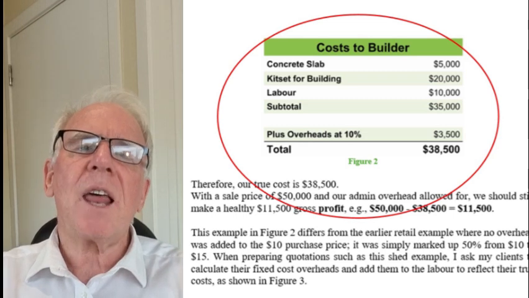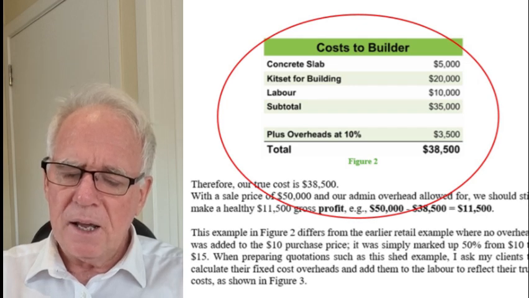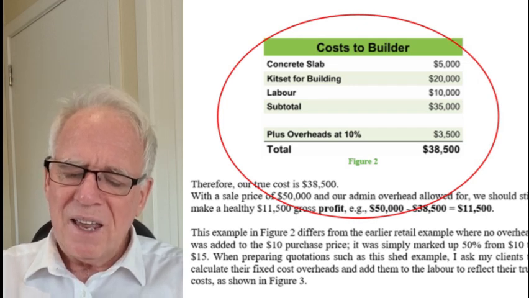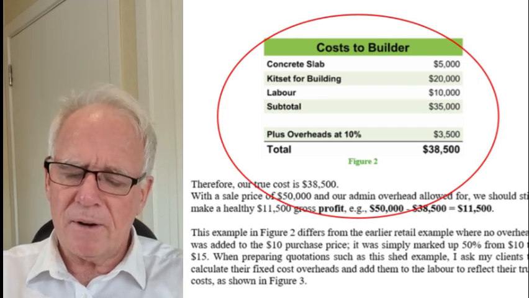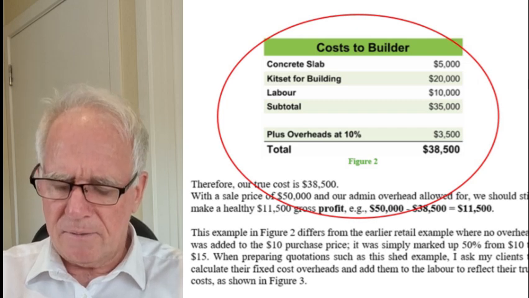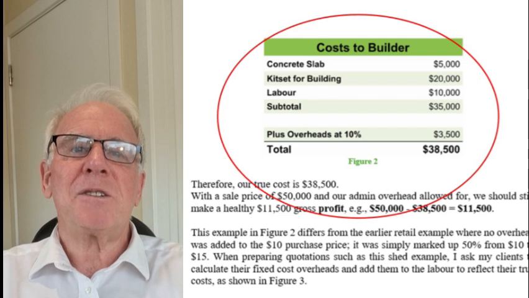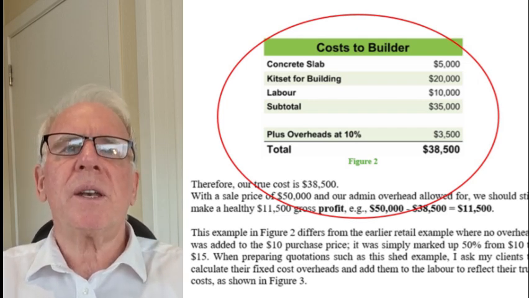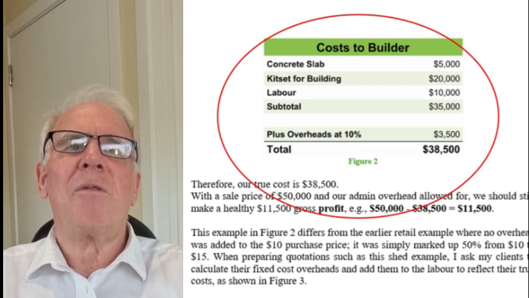The cost of the slab for the shed is $5,000, we've allowed here. The kit set is 20. Labour is allowed as 10, giving a subtotal of 35. And we've then added in an overhead charge at about 10% on that of 3,500, giving us a total of 38,500. Nothing too amazing or spectacular about that, but it is very important to understand that he isn't going to make the net off those things without adding in that overhead, and that's very important.